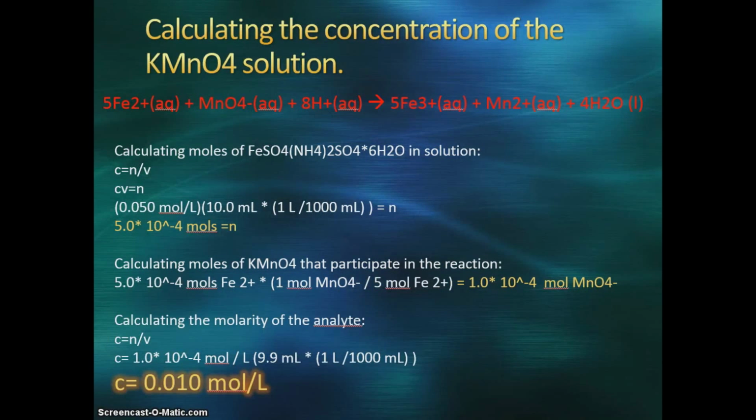Divide the moles of potassium permanganate by the average volume of potassium permanganate solution dispensed during the titration. By doing this, we find that the concentration of the potassium permanganate solution is 0.01 moles per liter.